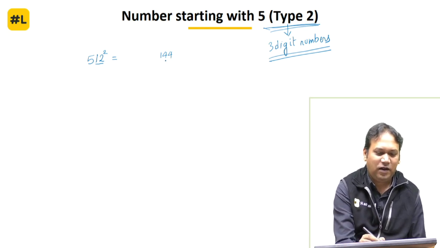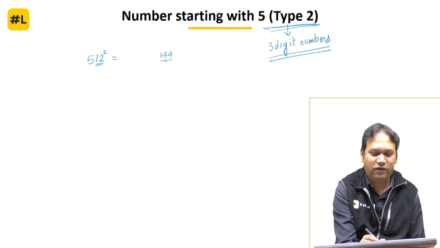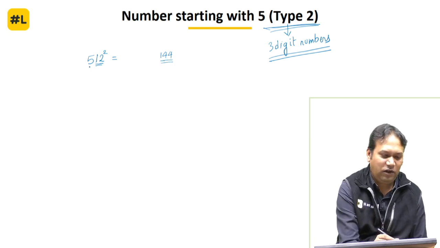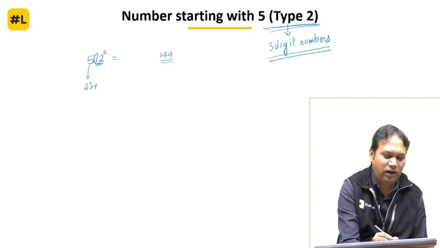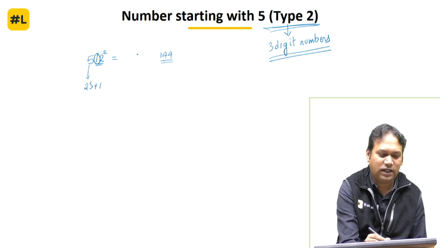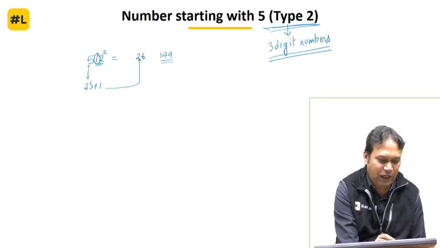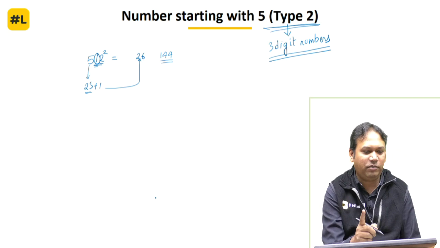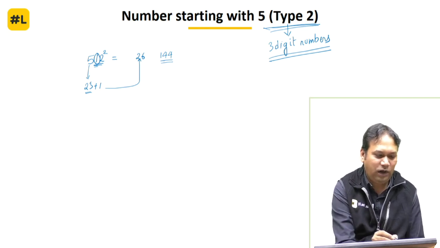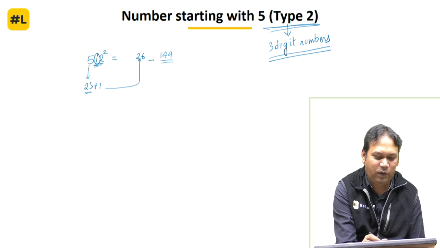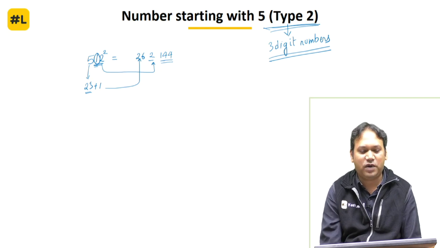Okay, let's see. Very simple. What is 12 square? 144. What is 5 square? 25. Add only the number 1, not 12. What is it? 26. Write it here. You see how we got 26. So what we are doing here, we are adding 25 plus 1. 25, 5 square, plus only the number next to 5, not the entire number. Please note here, very important. 25 plus 1, 26, and what will come in between? This number 2 will come in the center. What is the answer? 262144.